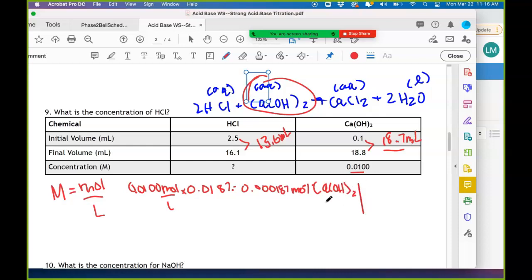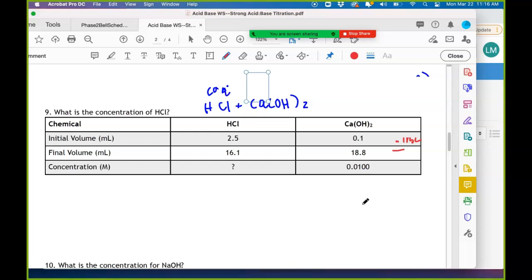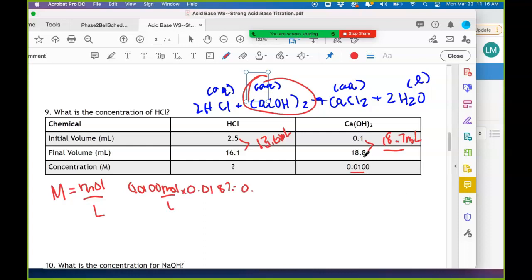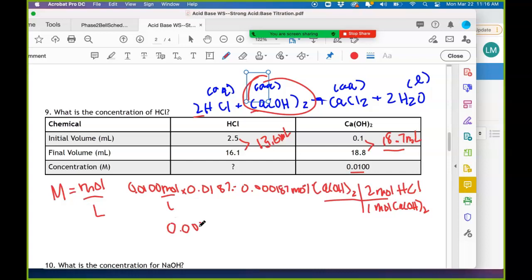Well, now that I'm at moles, I can do mole ratios for my balanced reaction. For every 1 mole of calcium hydroxide that reacts, 2 moles of HCl react. So molarity and volume got me moles. Then I do stoichiometry. So this ends up being 0.000374, sorry. Now I have moles of HCl, right?